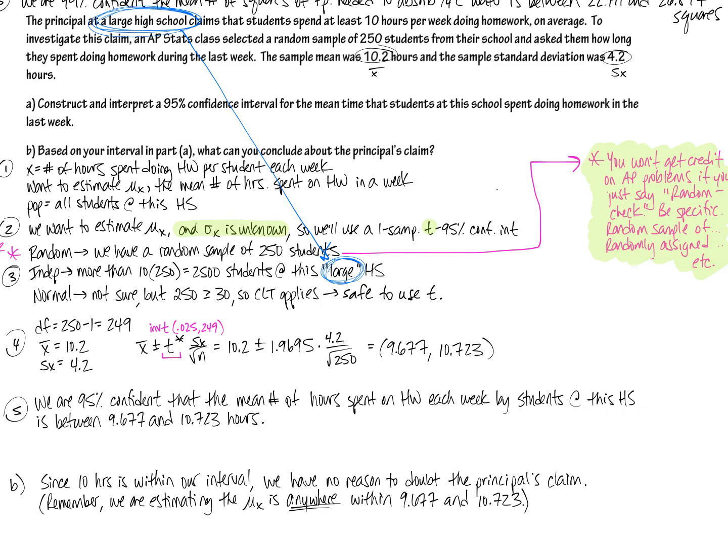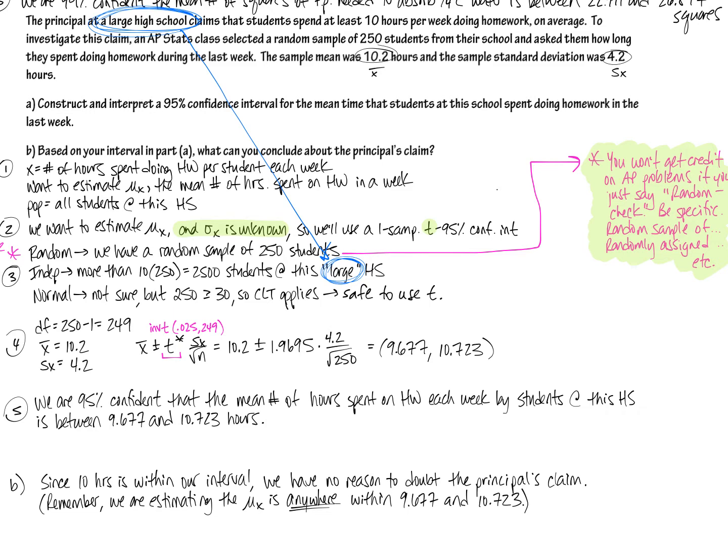So there's our introduction sentence, and make sure that you have your conditions being checked here. For randomization, it does say we have a random sample of 250 students, so that is right up here. Just recopy whatever it is. I've said a bajillion times that you're not going to get credit on AP problems if you just say random, check.